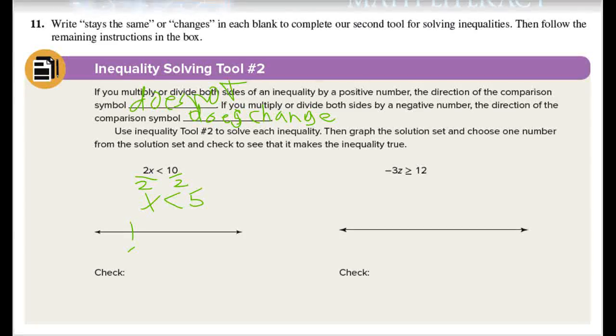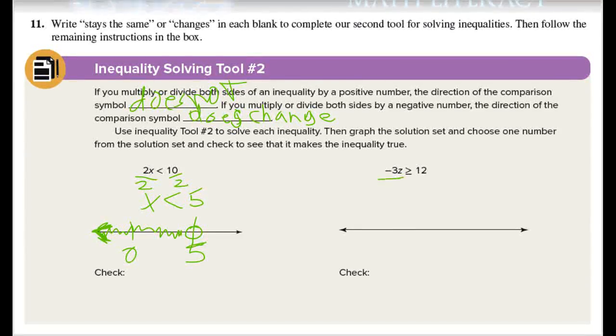So if we graph it, we put our 0 and we put our 5. And we say 5 is the breaking point. We draw our fat line to the left, indicating all the numbers to the left work. We're going to leave our circle open because 5 won't work. It's just the dividing line. 4.999999999 will work, but 5 will not.